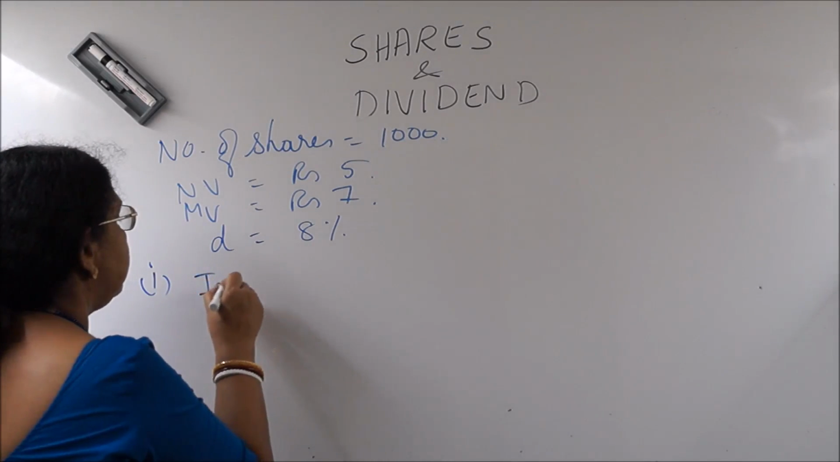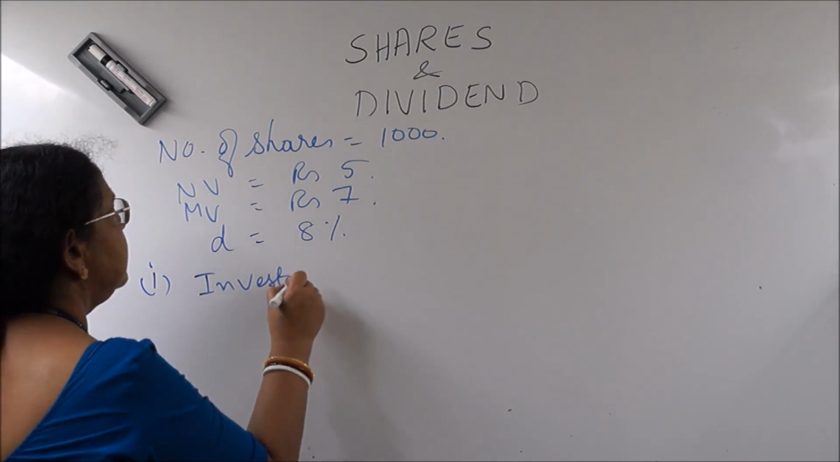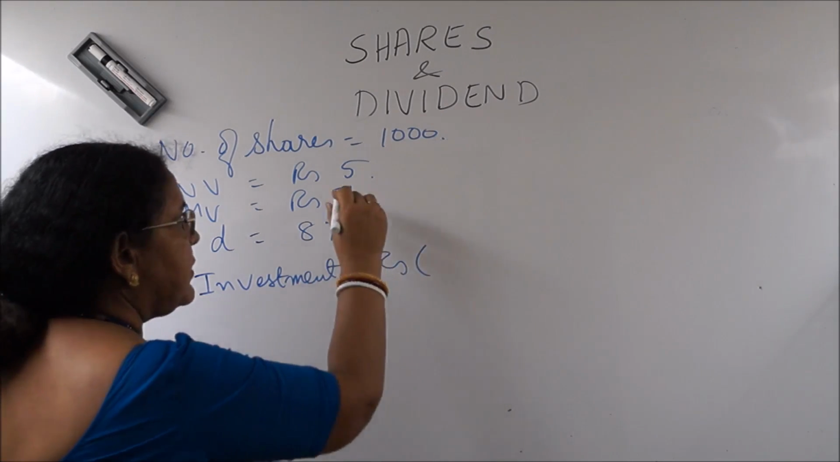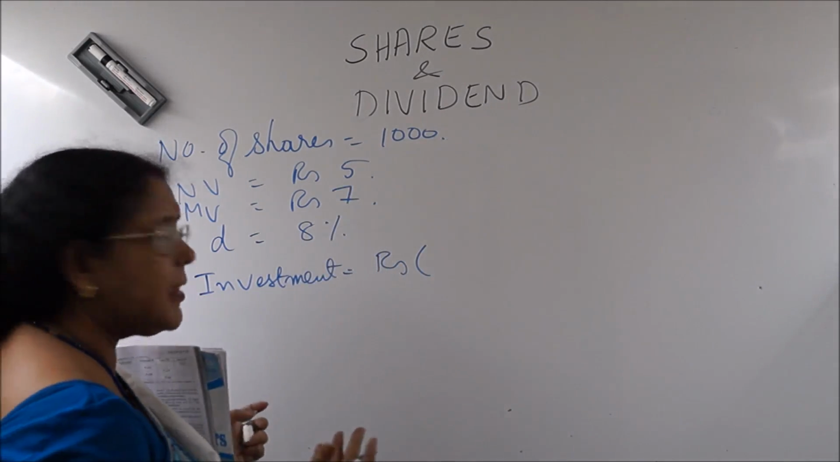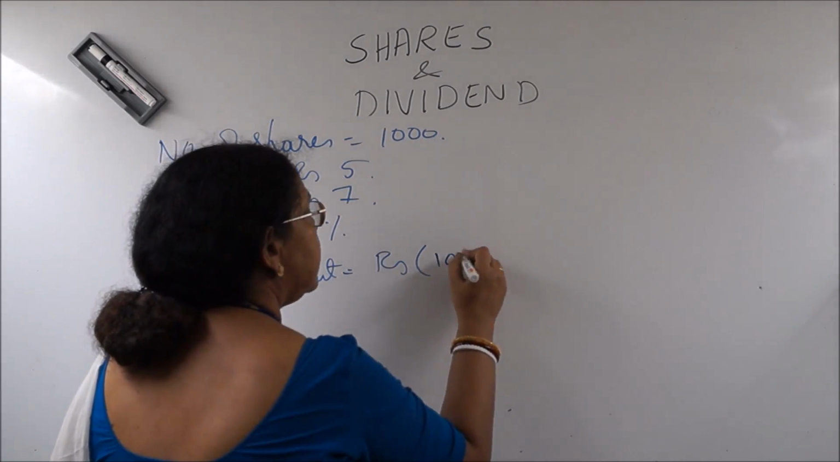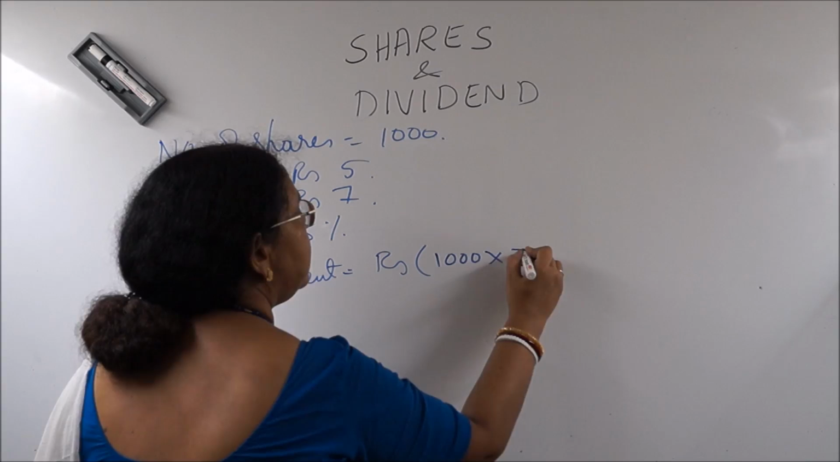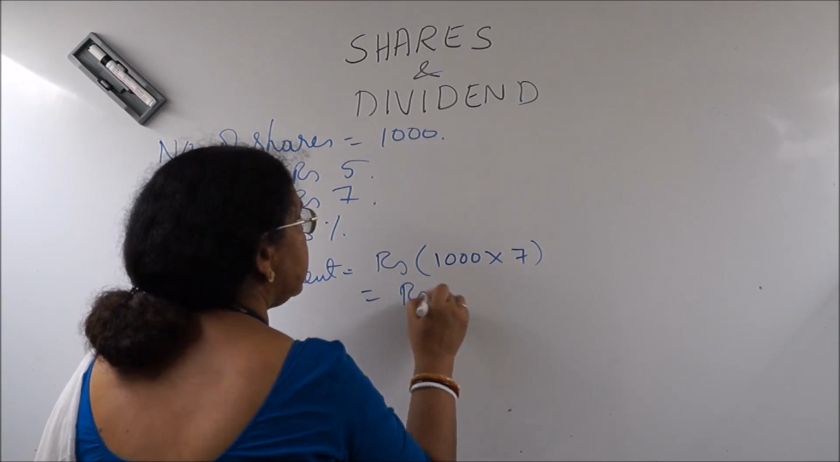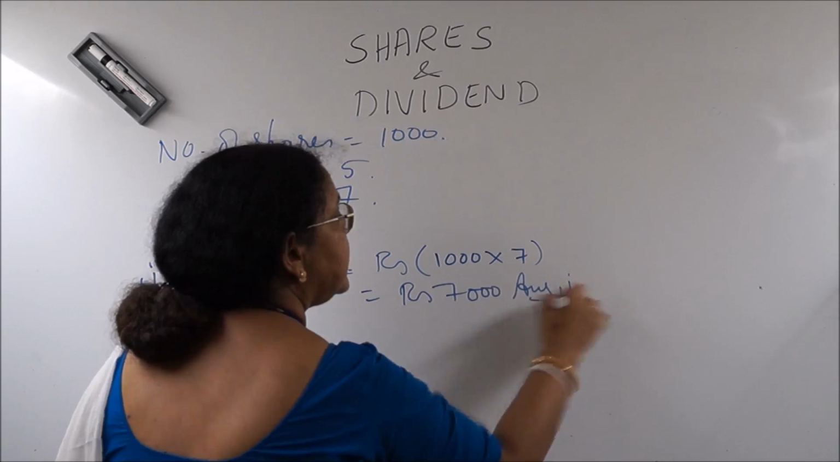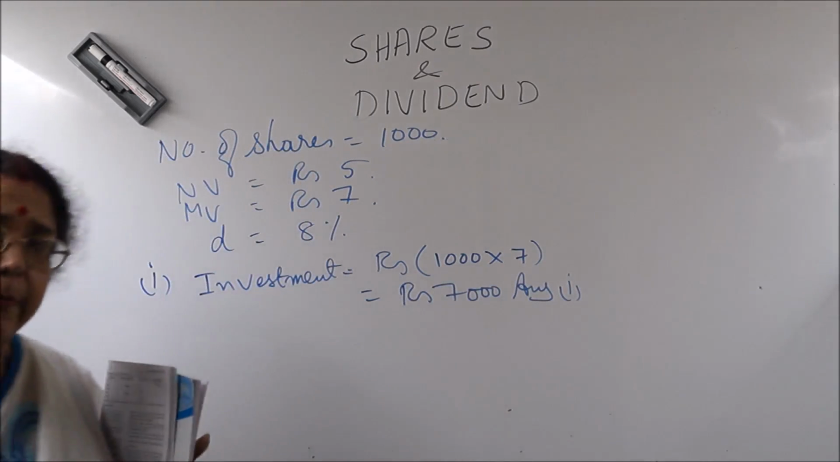So investment is equal to rupees, the number of shares into the market value. This is not a big formula, we all know. So rupees 1000 into the market value, that is 7. So investment is rupees 7000. This is your answer 1. That is what is asked in the first sub question.